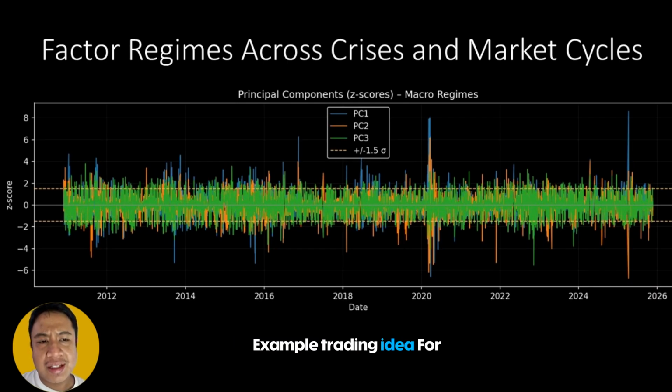Example trading idea. For an IHSG strategy, you could define a risk-off filter. If PC1 z-score is above plus 1.5, treat it as a dangerous environment. You might reduce equity exposure, tighten stops, or demand higher edge before entering new longs. Risk-on filter: if PC1 z-score is below negative 1.5, you're in a strong macro tailwind. You can be more aggressive with long trades or let winners run longer.